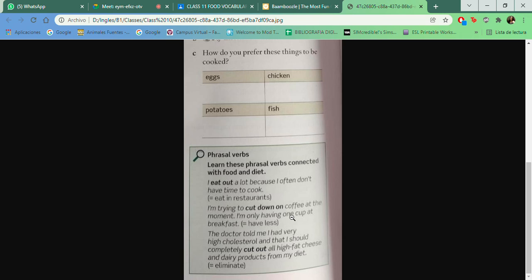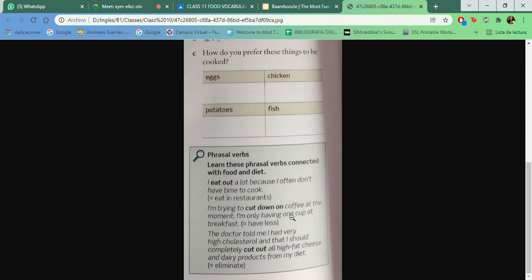Let's see. The next one, cut out, is not the same as cut down on. Remember the preposition on, and then you say the kind of food or drink that you want to reduce. Then we have: the doctor told me I had very high cholesterol and that I should completely cut out all high fat cheese and dairy products. Dairy products are milk, yogurt, ice cream, cheese. These are called dairy products. Okay?